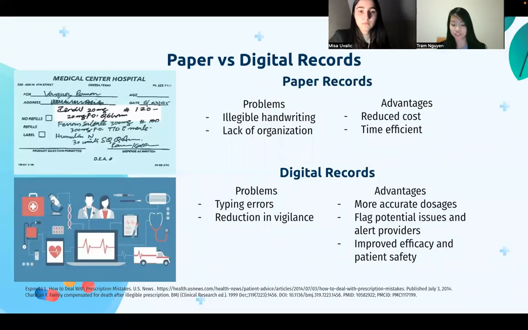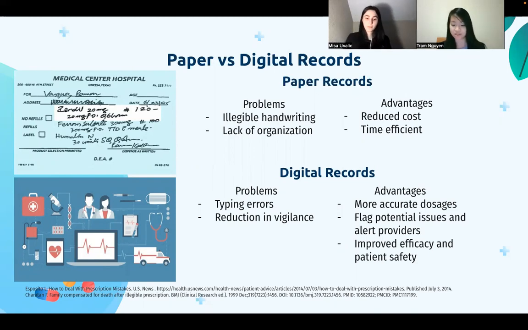Many medication errors have occurred due to poor documentation. There has been a switch from paper records and documentation to electronic records and documentation in recent years. Both forms of documentation have advantages and disadvantages. First, let's talk about paper records.